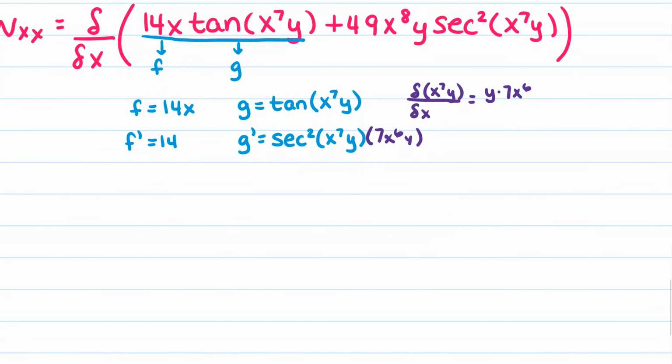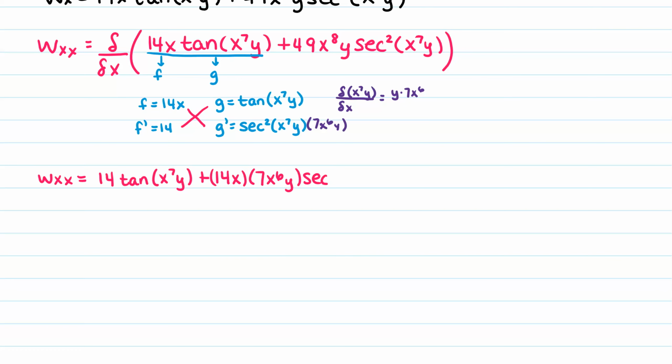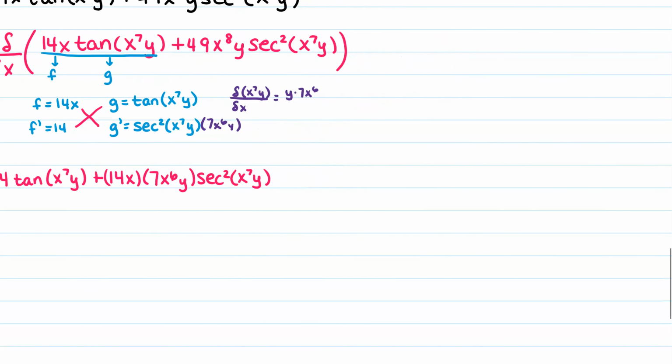Okay, so for the first term, we're using product rule f prime g plus g prime f. So I've got w sub xx equals, all right, f prime g is 14 tangent of x to the 7th y plus g prime f, so that's 14x times 7x to the 6th y times secant squared of x to the 7th y. Now we need the second part.